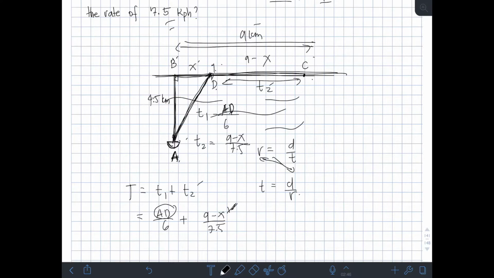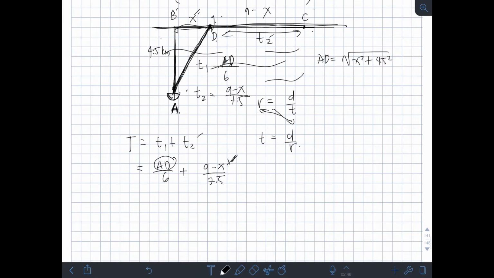Siya yung hypotenuse nitong right triangle, right? Tapos yung leg is x saka 4.5. So, AD is equal to square root nung x square plus 4.5 square. So, plug in natin dito, we have square root of x square plus 4.5 square over 6 plus (9 minus x) over 7.5. So, ito yung total time.